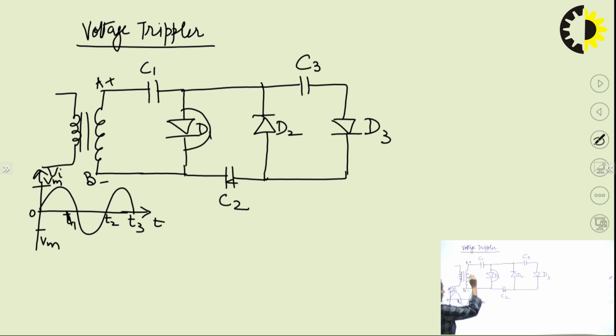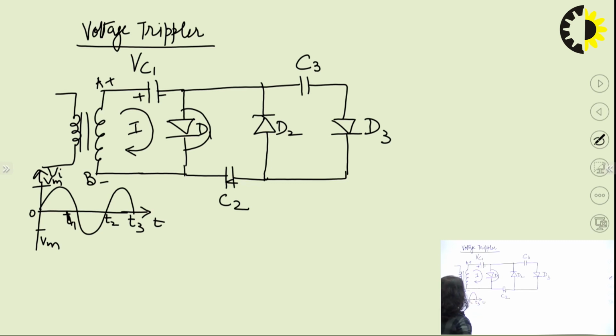So, because diode D1 is forward biased, your current will start flowing in the first loop, and due to the selection of the current direction, it is clockwise. So, because of that, the first plate of the capacitor C1 is at higher potential and the second plate is at lower potential, and let us say that this capacitor is charged up to the value Vc1.